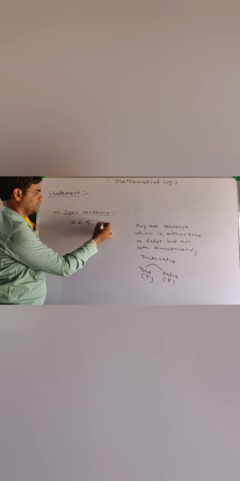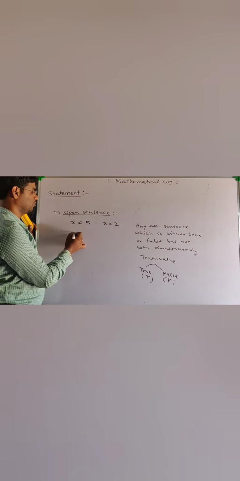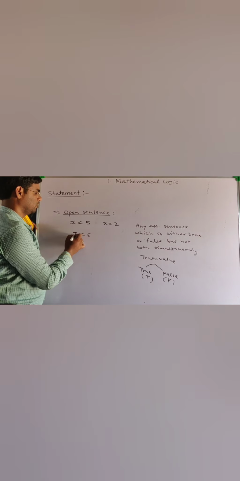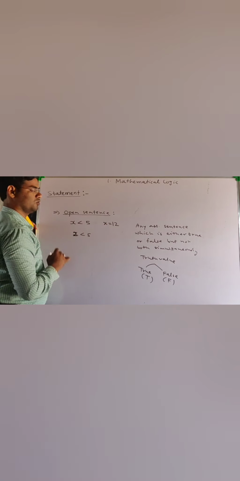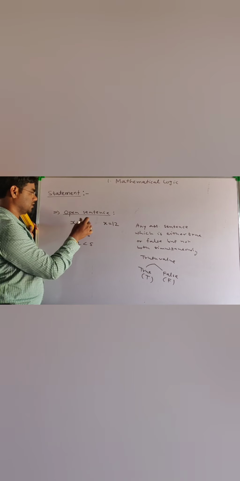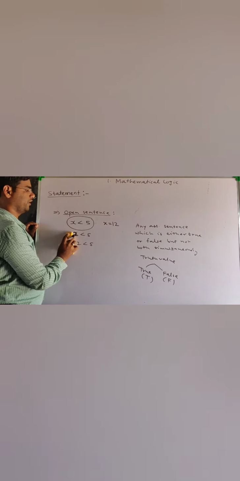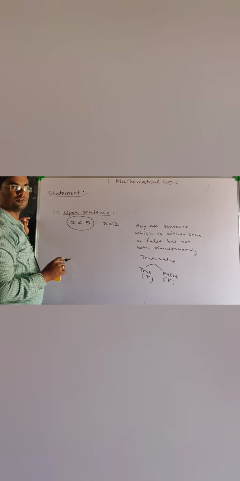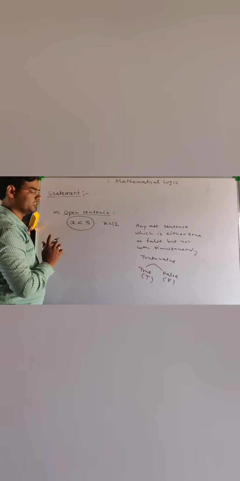If I say x is equal to 2, then 2 is less than 5, then the sentence is what? True. But if I say x is equal to 12, so 12 is less than 5, then the sentence is what? False. So the truth value of this statement depends on the conditions or the value of x. So such type of sentence is called what? Open sentence, and open sentence is also not a logical statement.